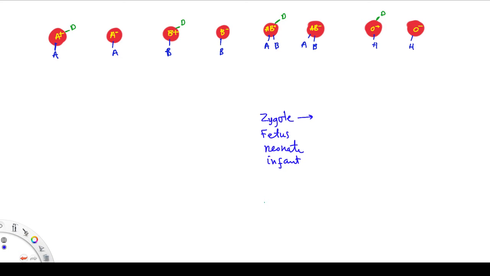Fertilized egg. How long does it last? What's the duration of the stage? As long as it doesn't divide to 2. If it's a single cell, it's zygote. So that's usually about 12 hours. Okay? What's a fetus?